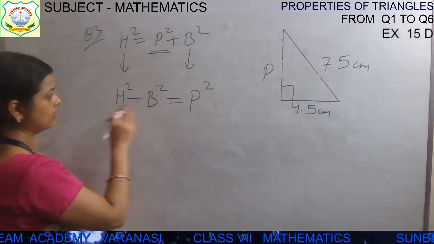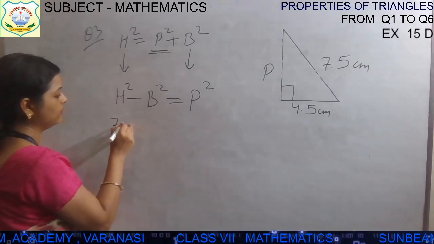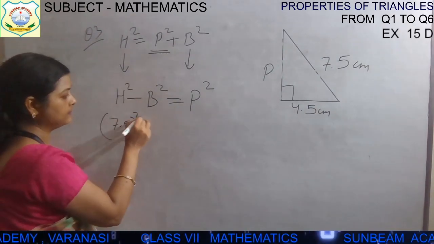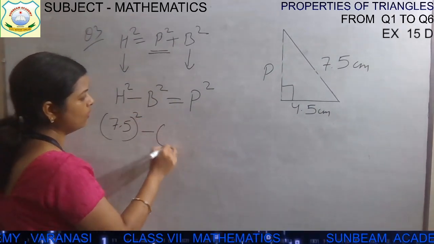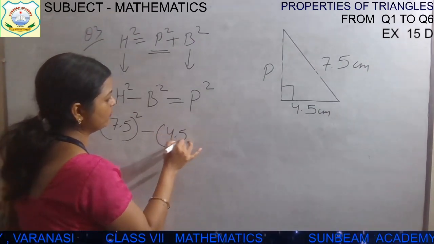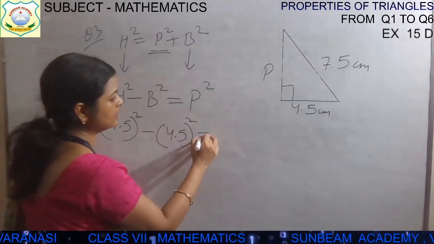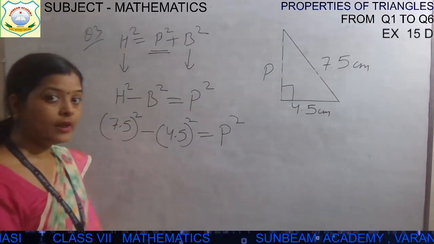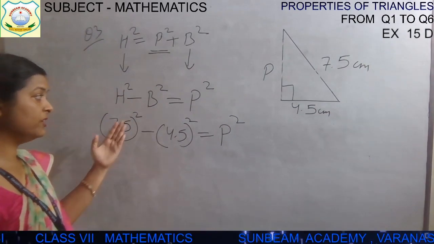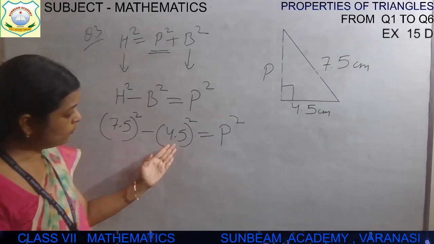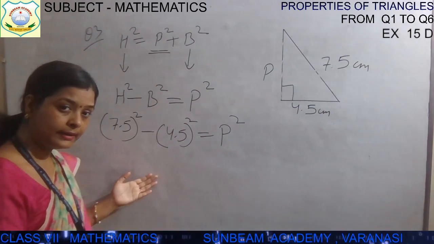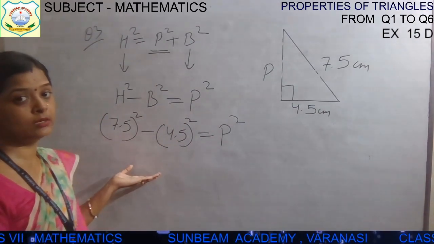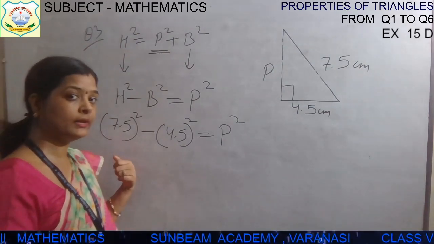Now what is the hypotenuse, children? 7.5 is the hypotenuse and उसका square, minus what is base, 4.5 और फिर उसका square, that is equal to p का square. Okay, this is the value. Now either find 7.5 का square, 4.5 का square, subtract it and then check whether the subtracted value is a square of any number or not.